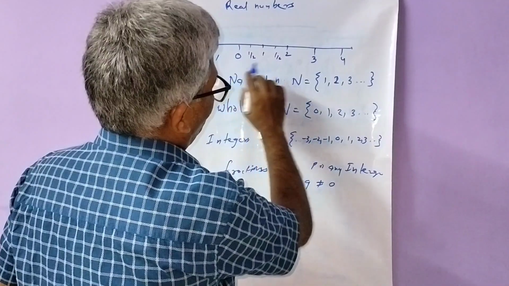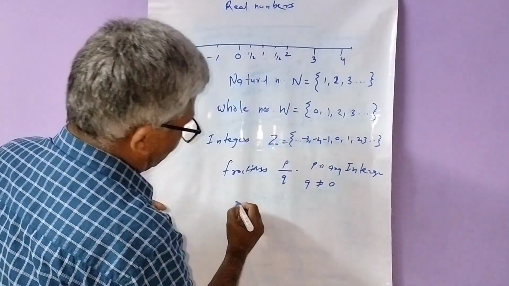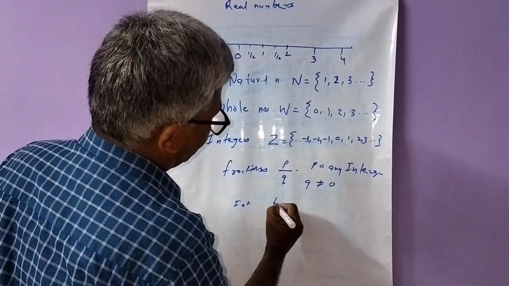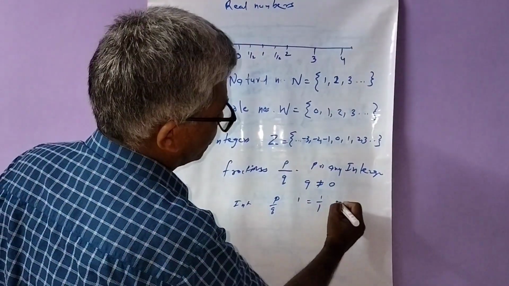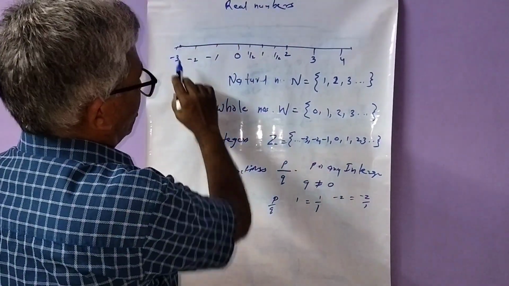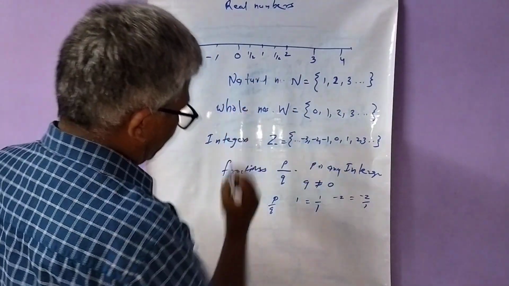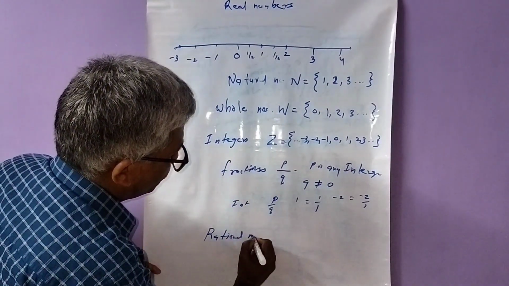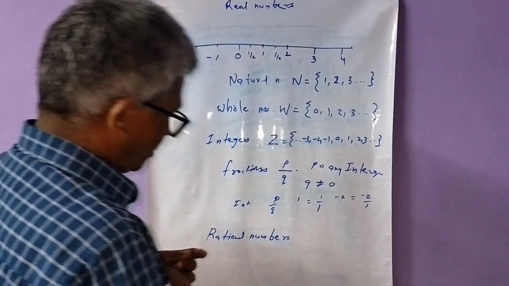Now such type of numbers, where integers can also be represented in this form, p upon q, as 1 can be represented as 1 upon 1, -2 can be represented as -2 upon 1, etc. So along with integers and all the fractions, these are called rational numbers.